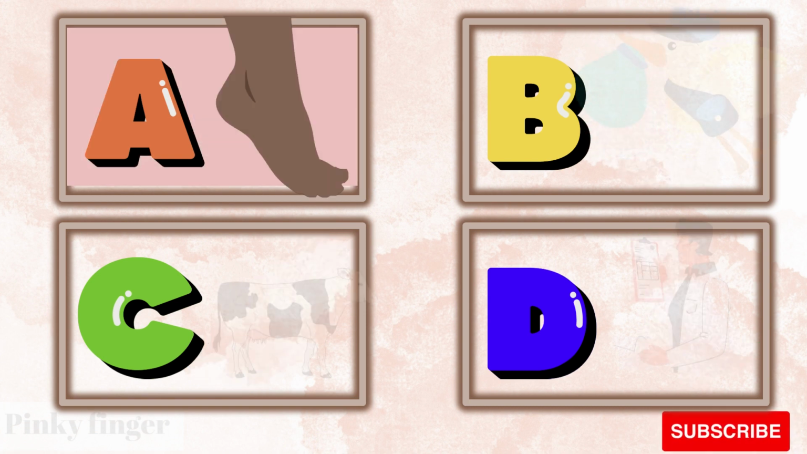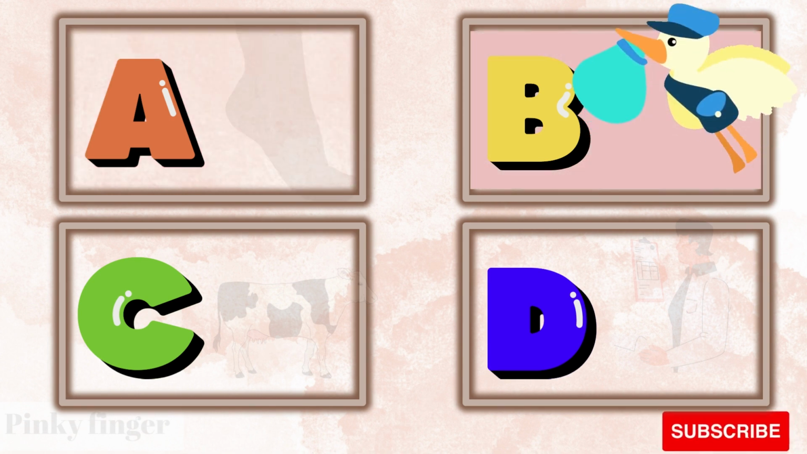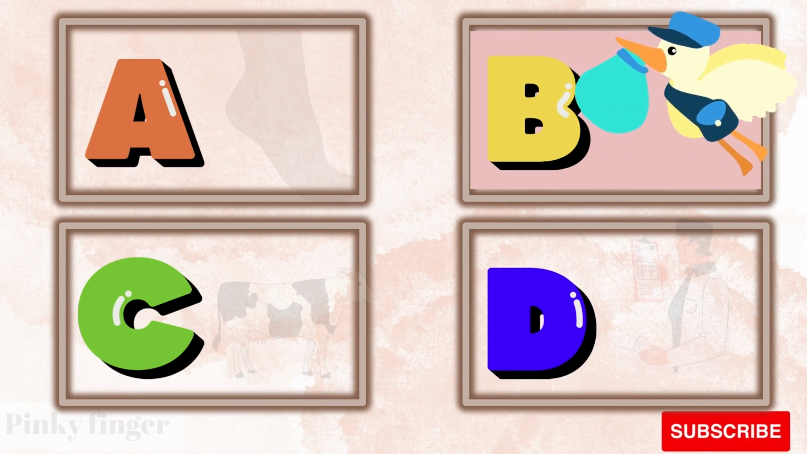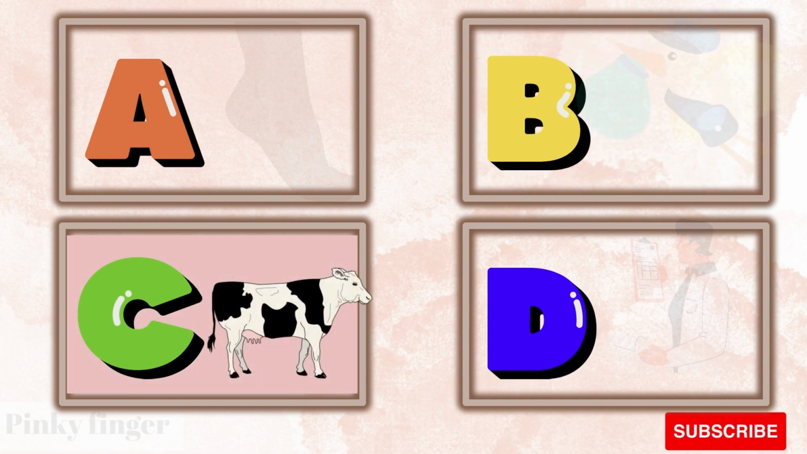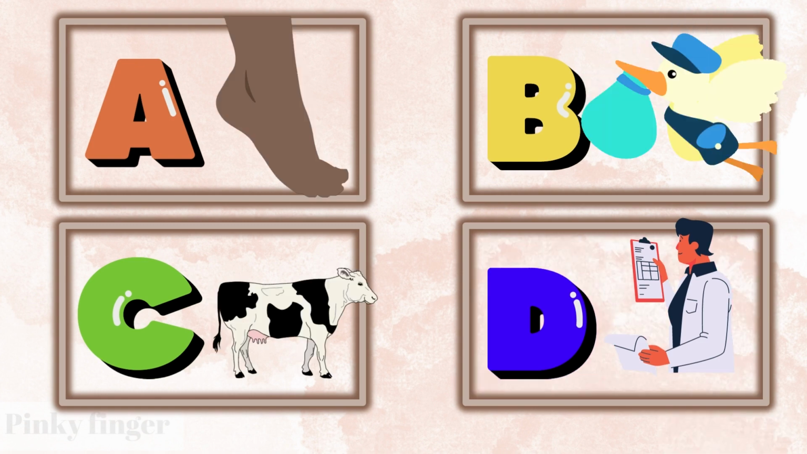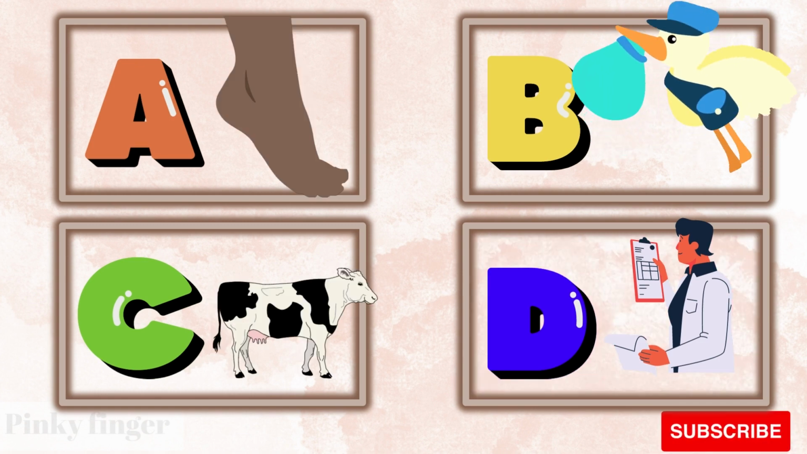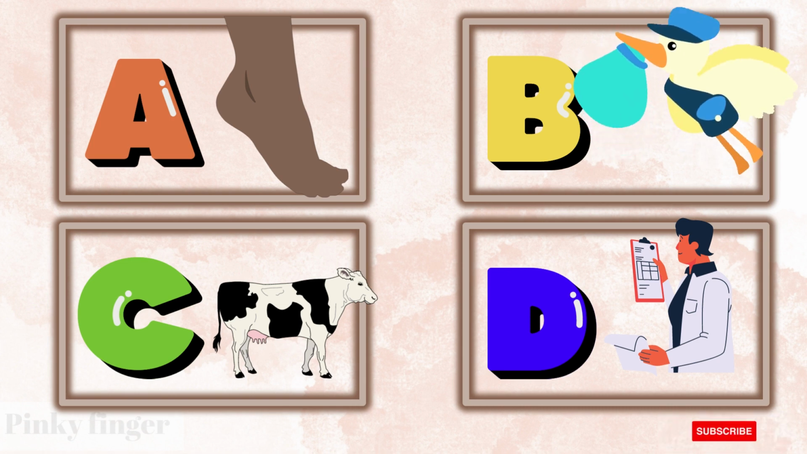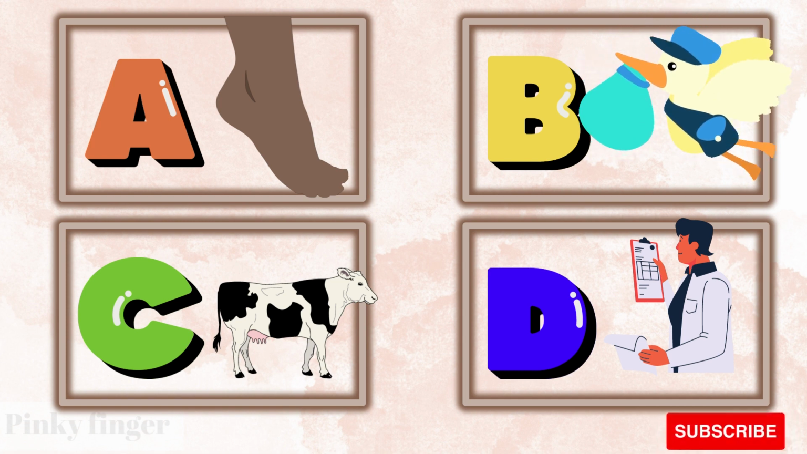A is for ankle. B is for bird. C is for cow. D is for doctor. A is for ankle. B is for bird. C is for cow. D is for doctor.